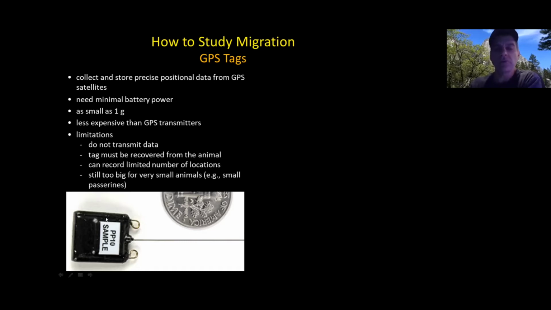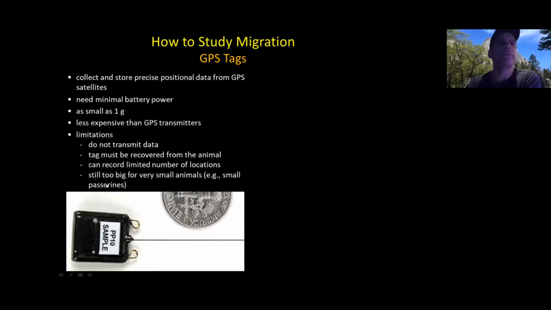However, because they do not transmit data and the data are stored on the tag, that means the animal needs to be recaptured to get the data. That also means the smaller the tag, the lower the number of points that you can record.